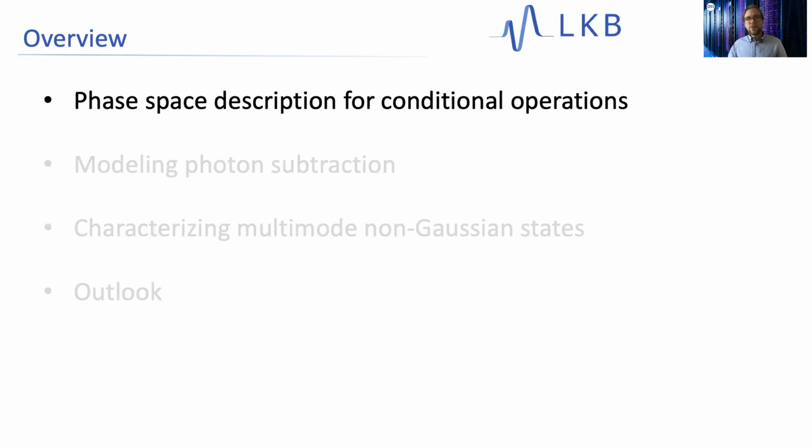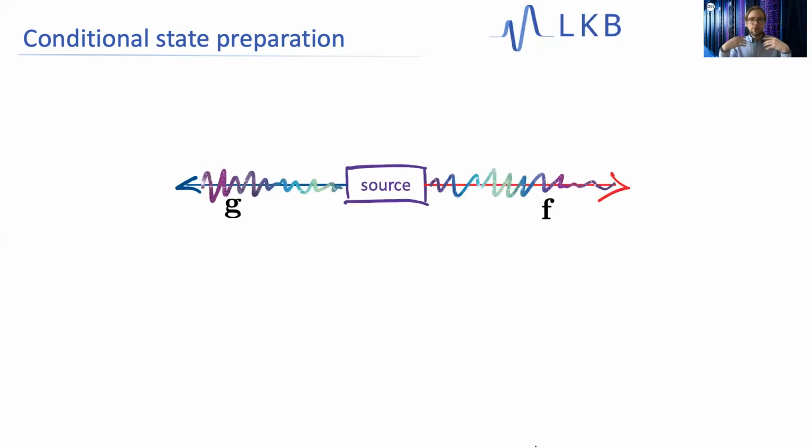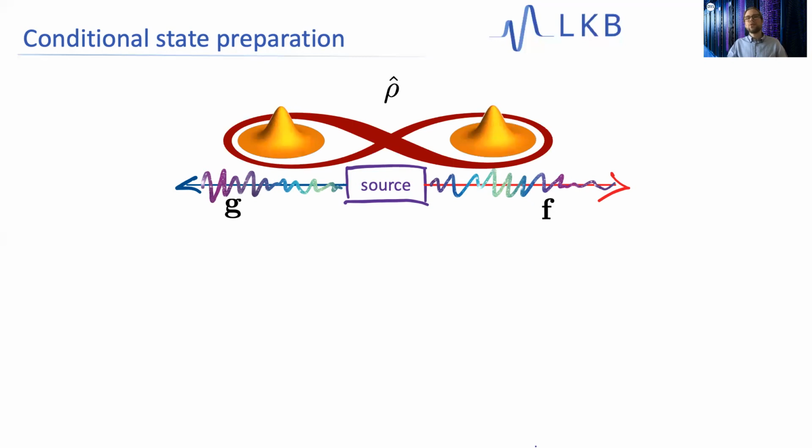So first things first, we are going to look at conditional state preparation. And to me, as a theoretician, every quantum optics experiment that does conditional state preparation looks more or less the same. You have a source that's going to produce multimode light. And I don't care whether it's spatial modes, time-frequency modes, whatever. The only thing which is important for me is I can make a bipartition in my system. I can split my system into two groups of modes, where one group is called G and the other group is called F.